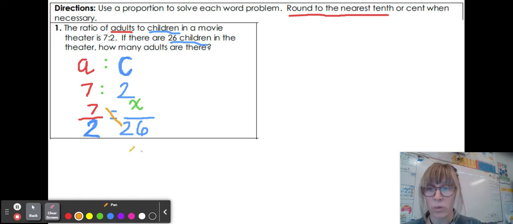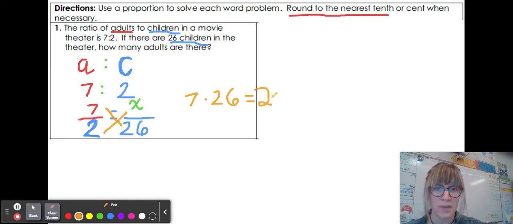So we can say, all right, well, we can do 7 times our 26, which we know is going to be equivalent to 2 of our mysteries, right? But we want to know what one of our mysteries are, right? We want to know how many adults there are in this proportion.